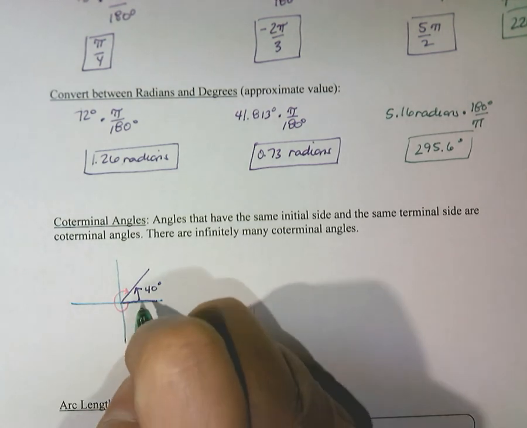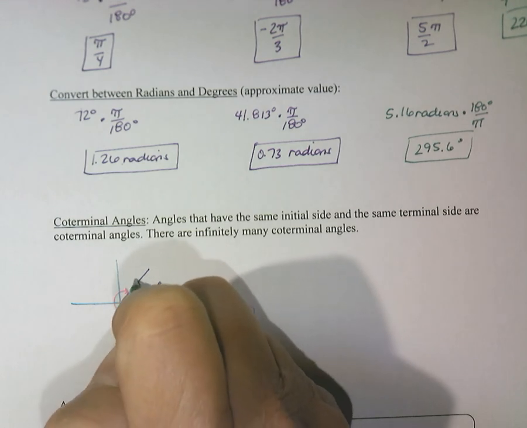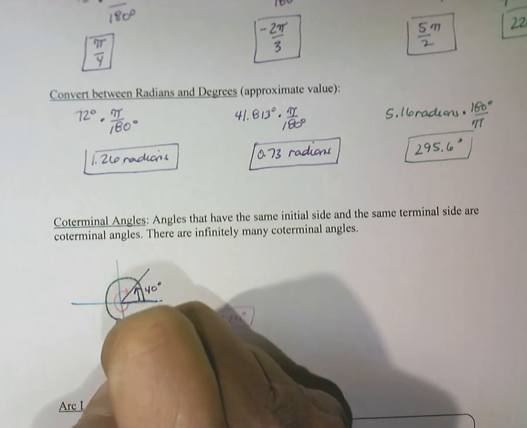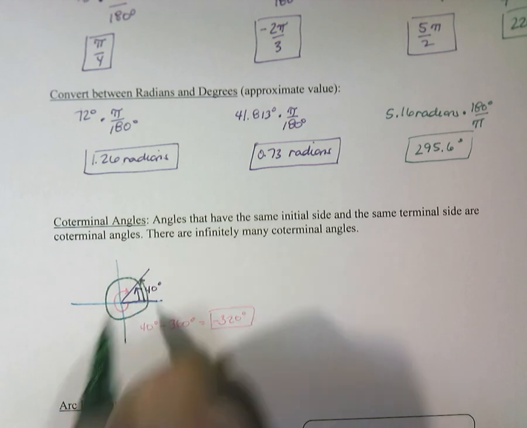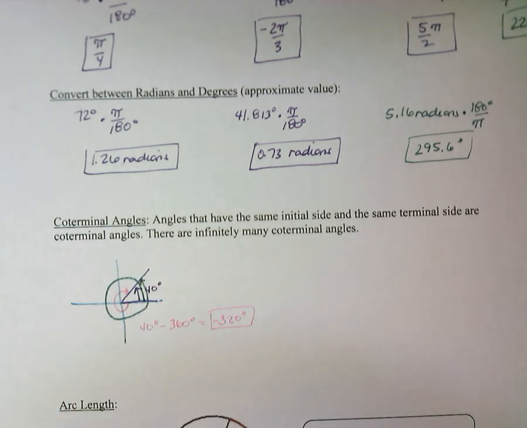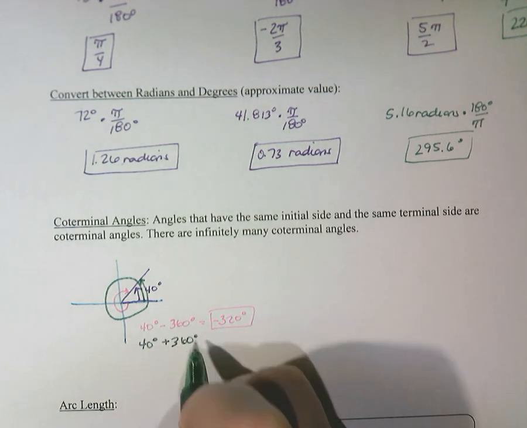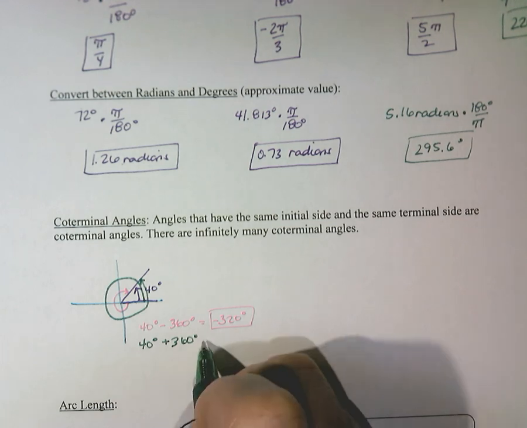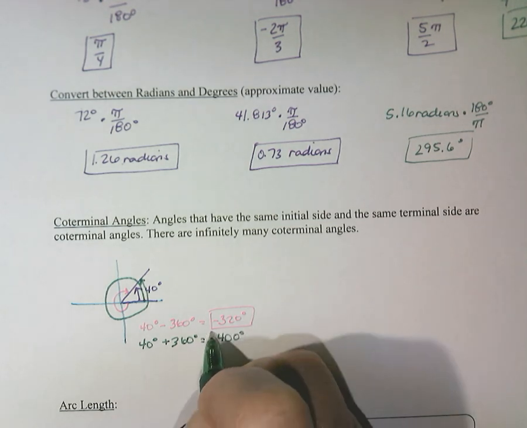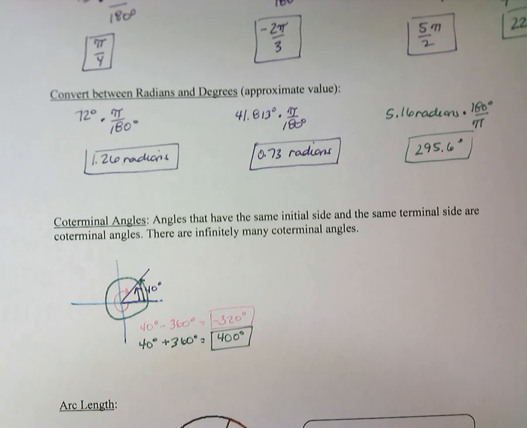I could also start here. Instead of stopping there, I can go all the way around and continue further and end at the same spot. So I would do 40 degrees plus 360 degrees. So that gives me 400 degrees. And I can continue to do this forever and never run out of angles. I could just keep going round and round and round. It gets very sloppy looking on my picture, but coterminal angles, there are infinitely many of them.